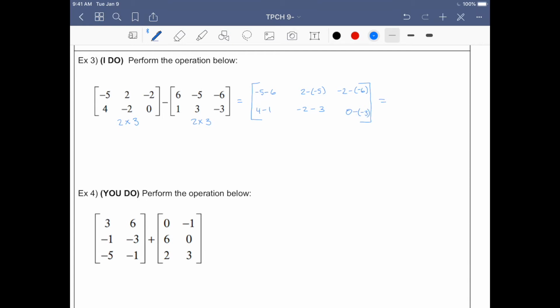So now I'm just going to actually perform those. -5 minus 6 is -11. 2 minus -5 is 7. -2 minus -6, that is a +4. 4 minus 1 is 3. -2 minus 3 is -5. And 0 minus -3 is a +3. So there I have my 2 by 3 matrix, and I'm done. Why don't you try example 4?